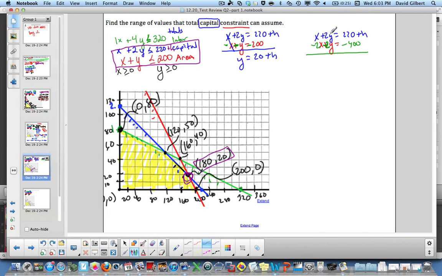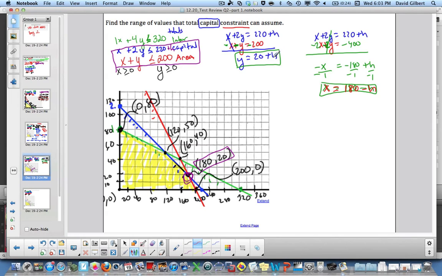Alright, now I add those. That will eliminate the y's, because 2y minus 2y is 0. X minus 2x is going to be a minus x. 220 minus 400 is going to be a minus 180, and then that's plus h. I want a positive x, so I divide everything by a negative 1. And I'm going to get x equals positive 180 minus h. Alright, so those are the coordinates of where these two lines meet. Okay, I guess I could have done it in red, whatever.